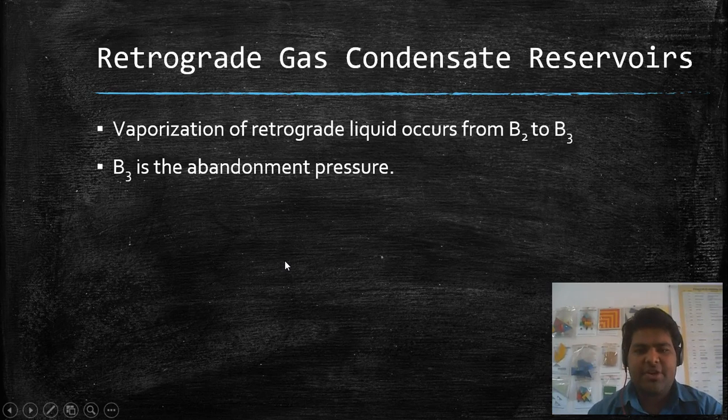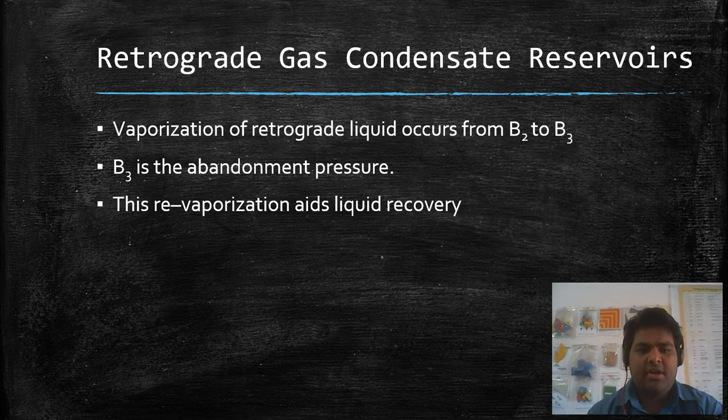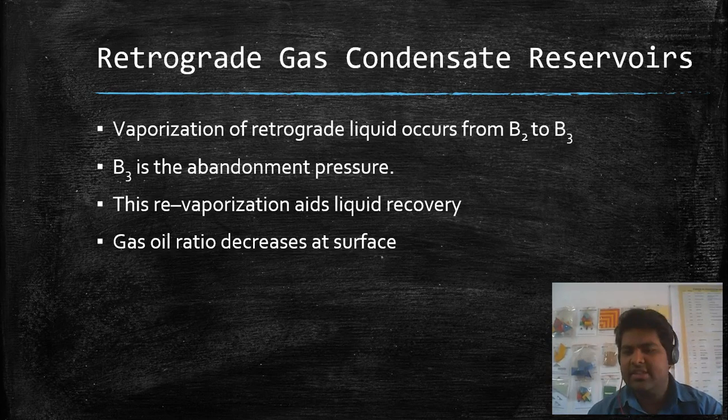So vaporization of retrograde liquid occurs from B2 to B3, the bottom two points, where B3 is the abandonment pressure. This revaporization increases the liquid recovery. So the gas oil ratio decreases at surface, and this is what we generally want. We want a lesser gas oil ratio. We want more oil and less gas.